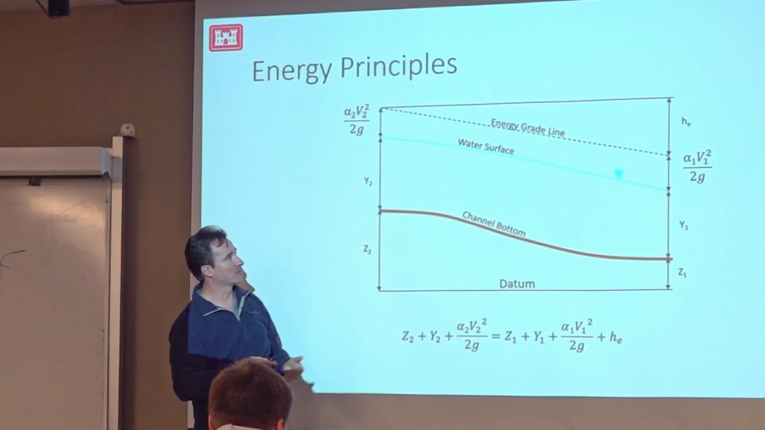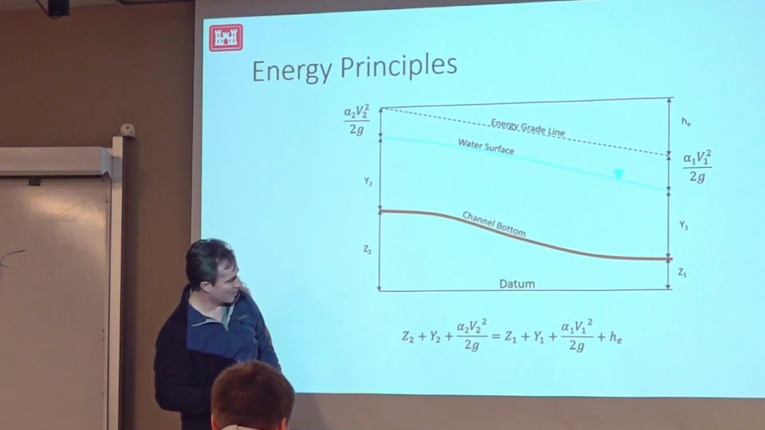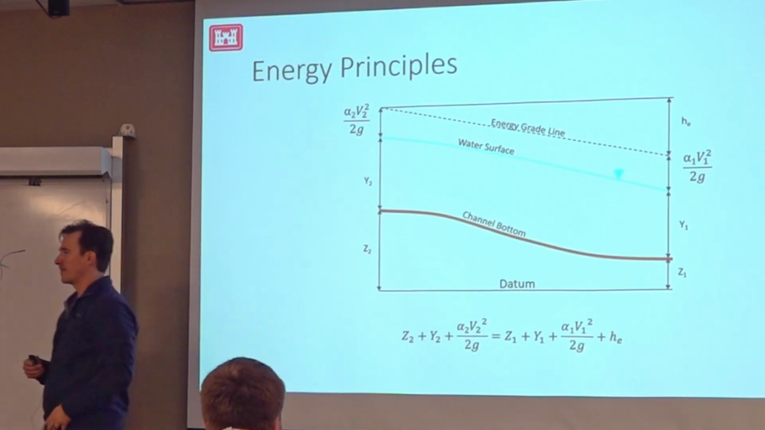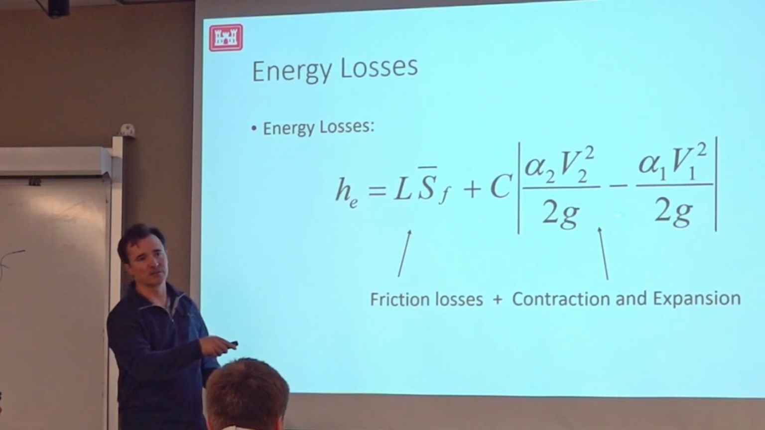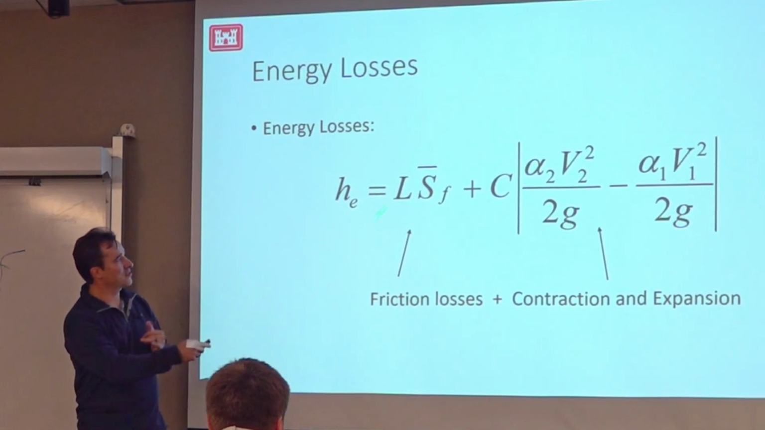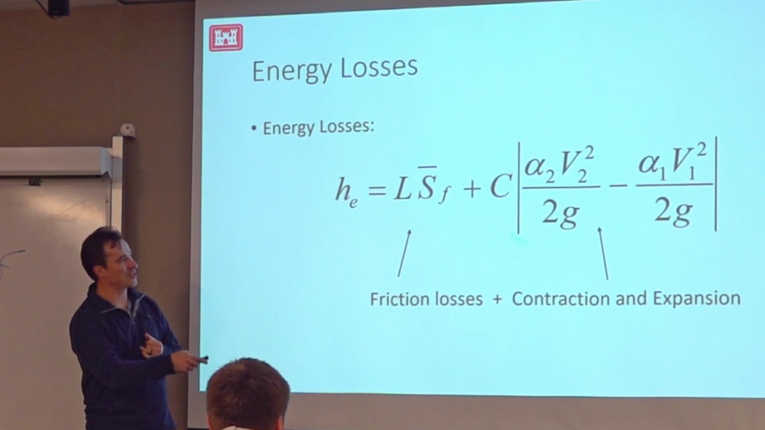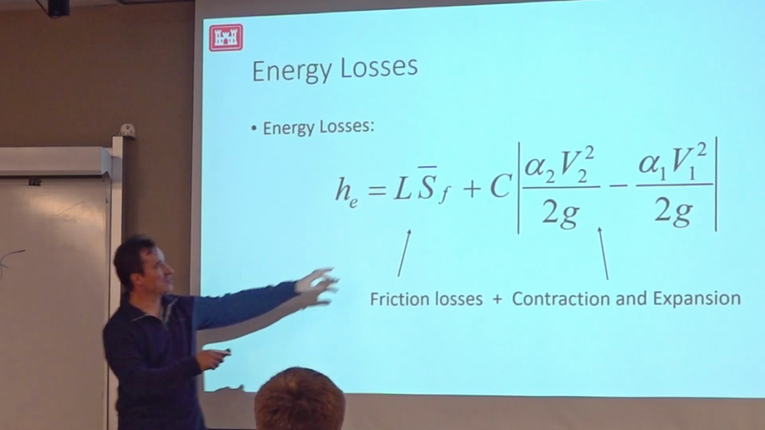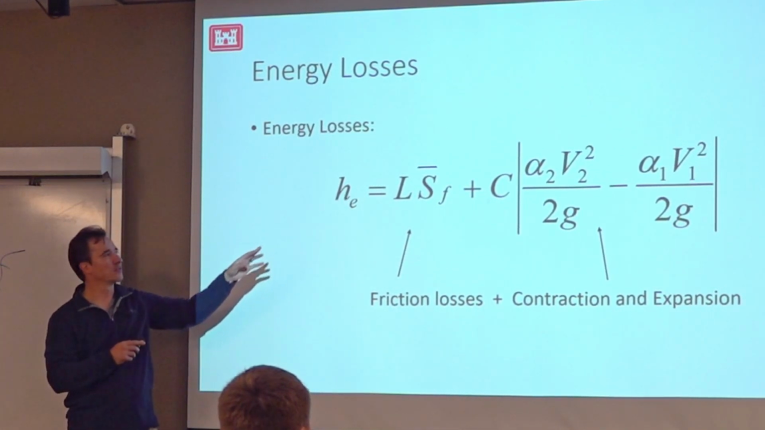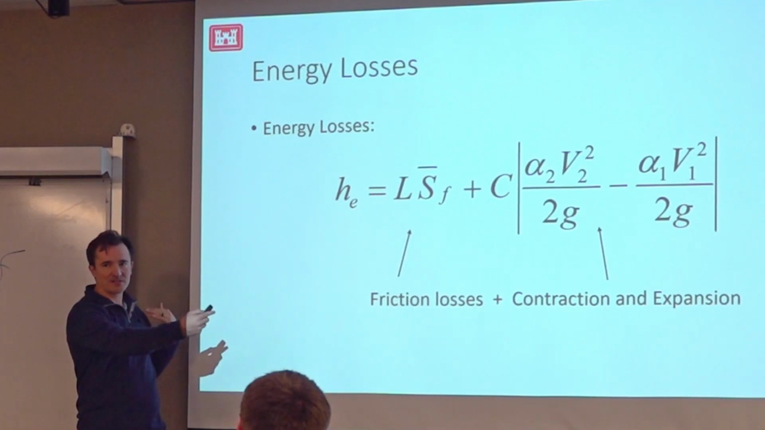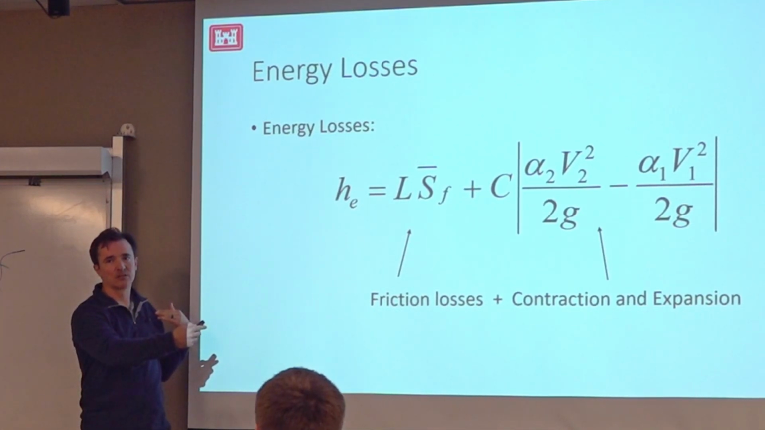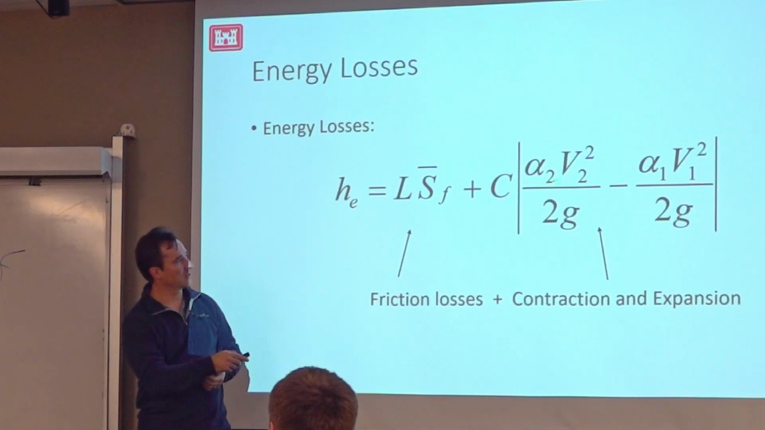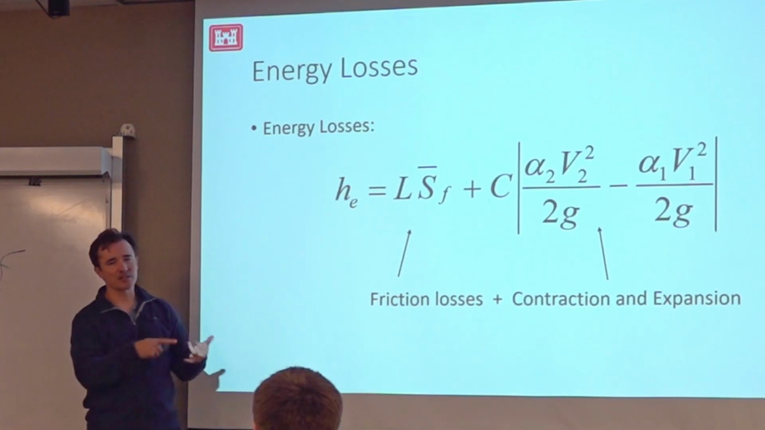But this term, this H sub E, go to the next slide. That's what has the losses in it. The losses are the friction loss and the contraction and expansion losses. And when you see this bar, it's because it's an average value. This is an average between the two cross sections, right? And these subscripts are the cross section numbers, right?